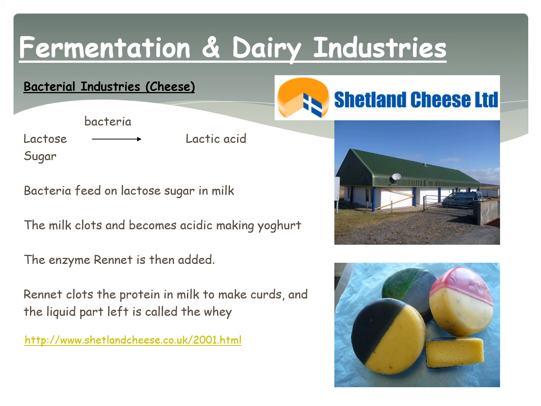Then we've got fermentation in dairy industries again. So this time bacteria is used to make cheese. So bacteria feed on lactose sugar in milk. The milk clots and becomes acidic, making yogurt. The enzyme rennet is then added, and then rennet clots the proteins in milk to make curds, and the liquid part left is called whey. So the curds go together to form the cheese, and then the liquid whey is then filtered off.